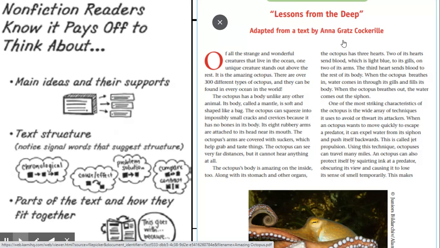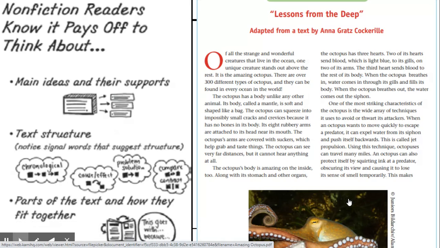Of all the strange and wonderful creatures that live in the ocean, one unique creature stands out above the rest. It is the amazing octopus. There are over 300 different types of octopus, and they can be found in every ocean in the world. So how does this fit with our title? So our title is Lessons from the Deep, and that's making me think that octopus must live deep in the ocean. But this part of the text doesn't give any information about that. So it doesn't quite fit with it. So we'll have to read on more to see how that connects.